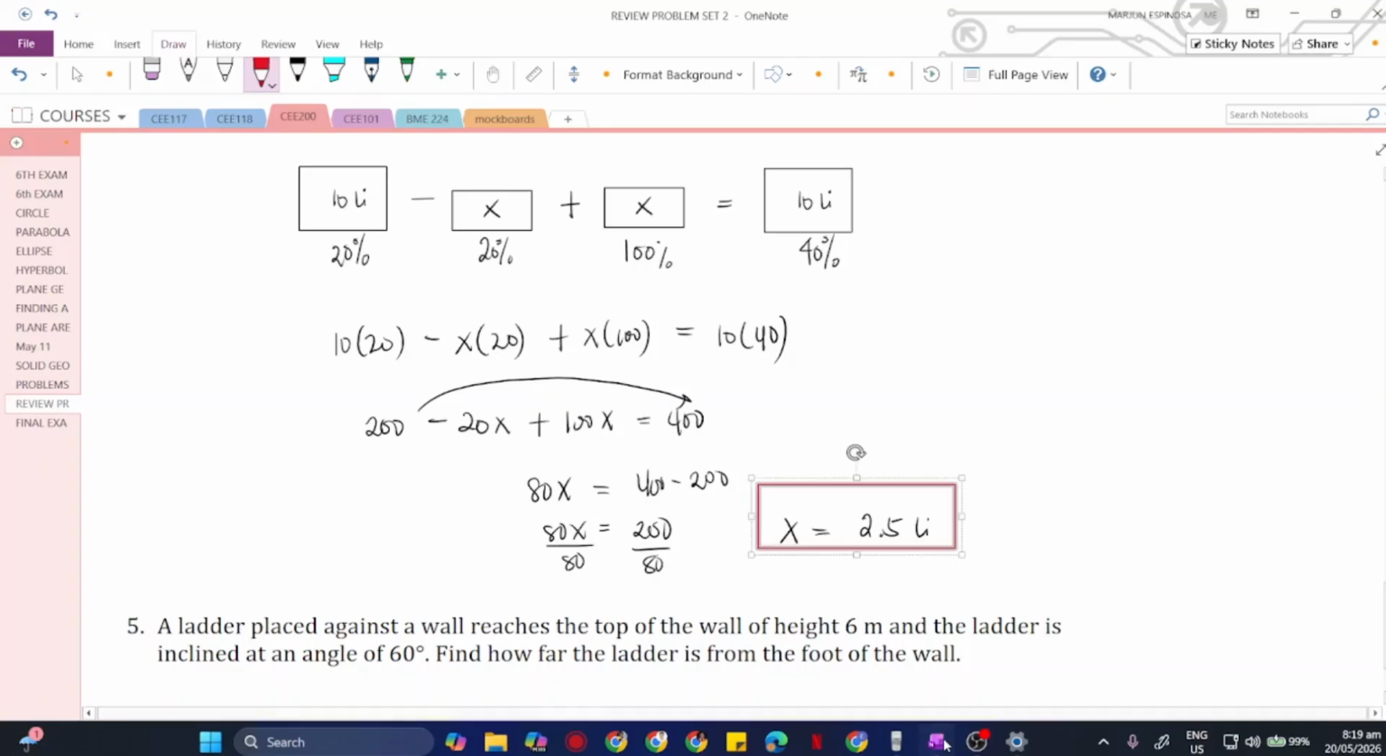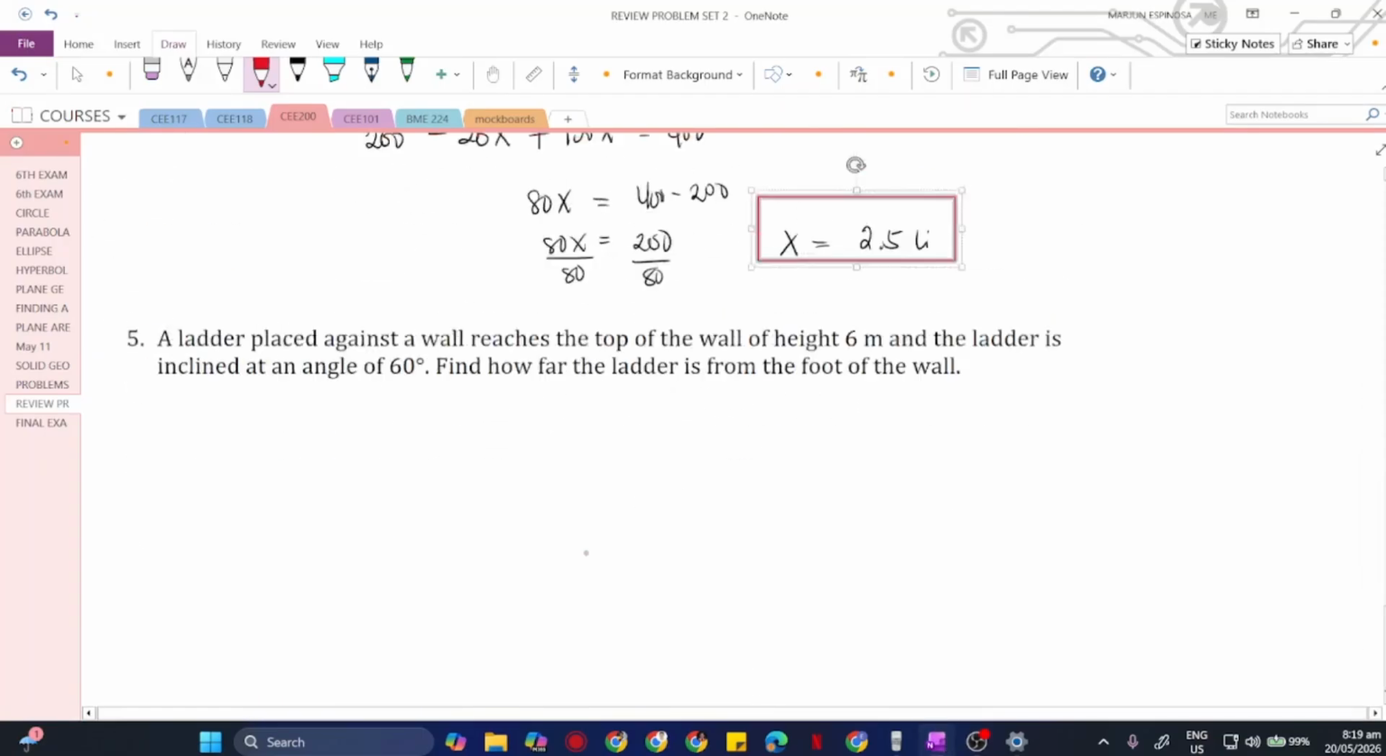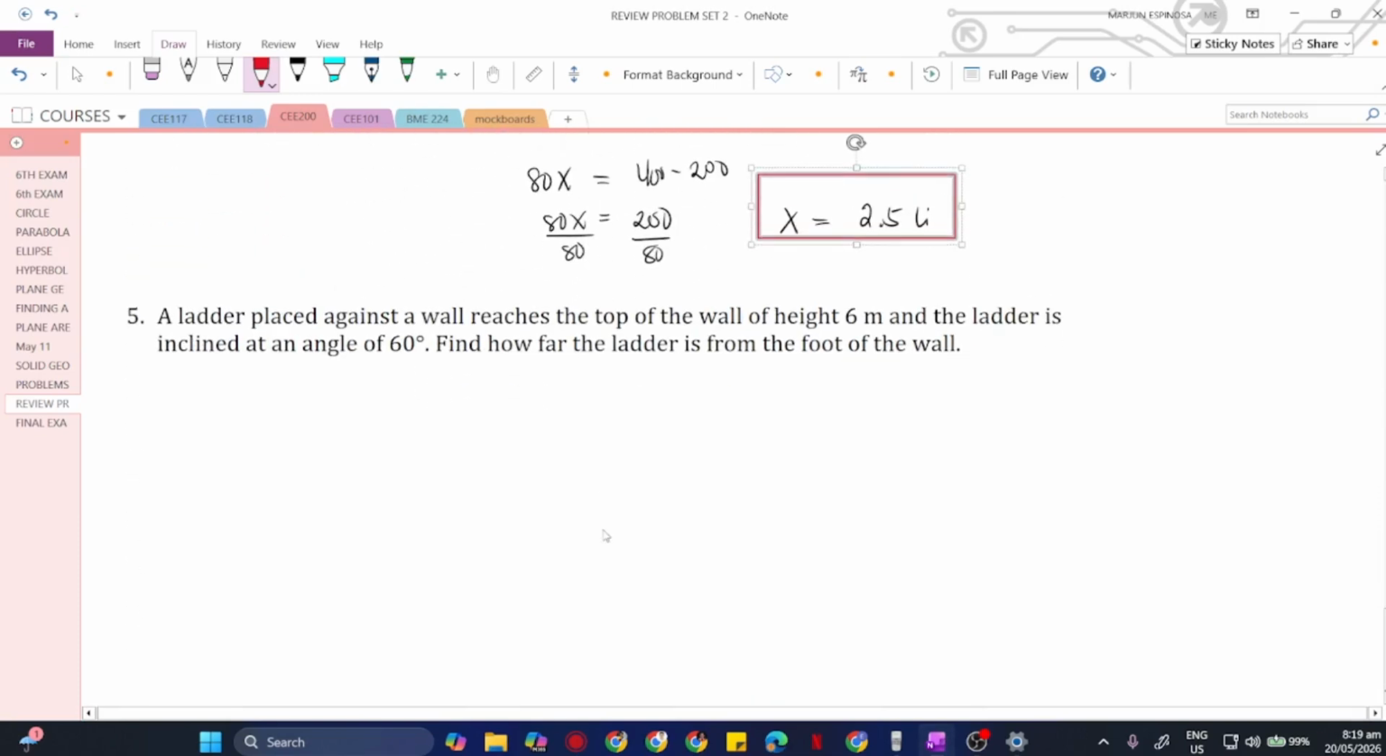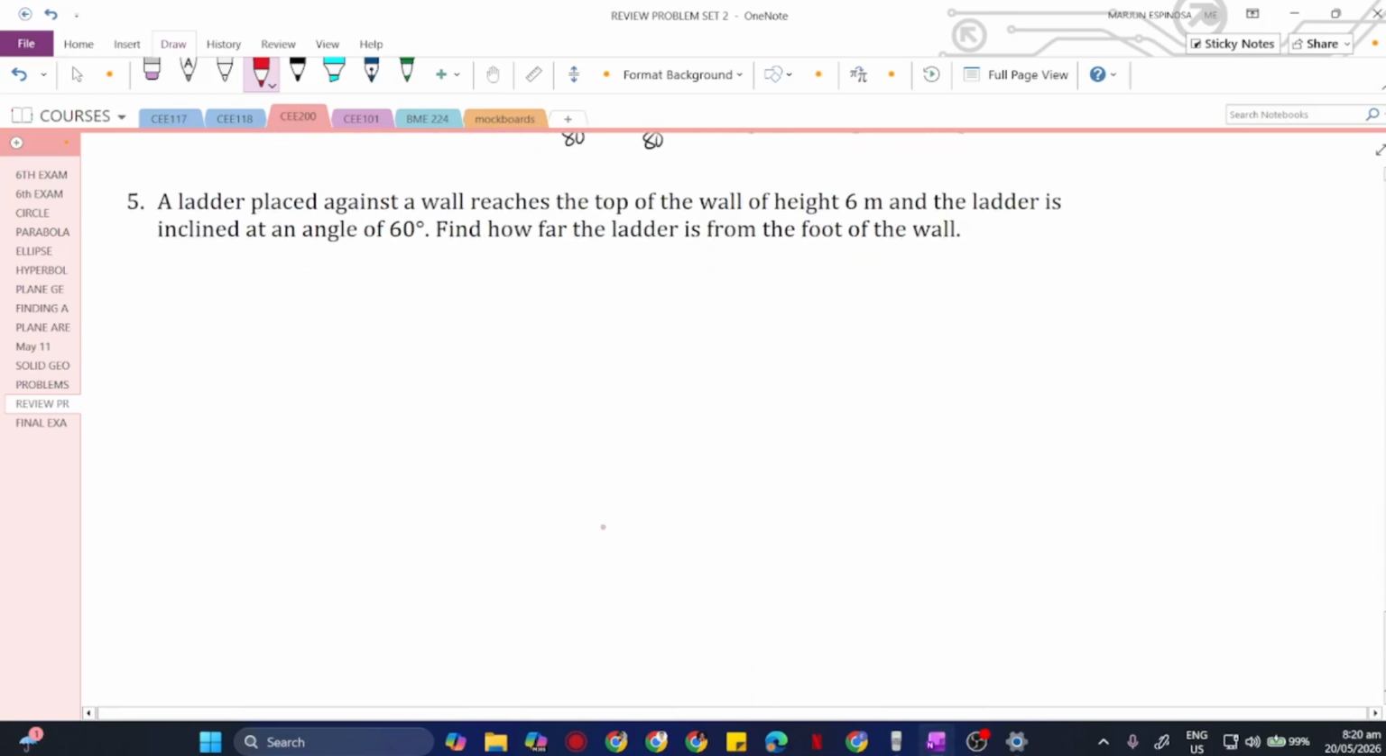Okay, let's continue. For our last problem, I think this is our last problem for this day. A ladder placed against a wall reaches the top of the wall at a height of 6 meters and the ladder is inclined at an angle of 60 degrees. Find how far the ladder is from the foot of the wall. So, let's draw our wall. For example, this is our wall. And this one will be our ground. So, let's draw a ladder there. Okay, we now have a ladder here. That is our ladder.